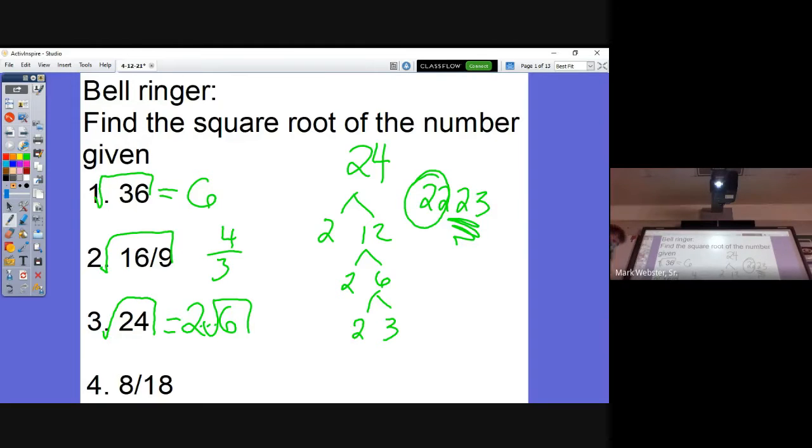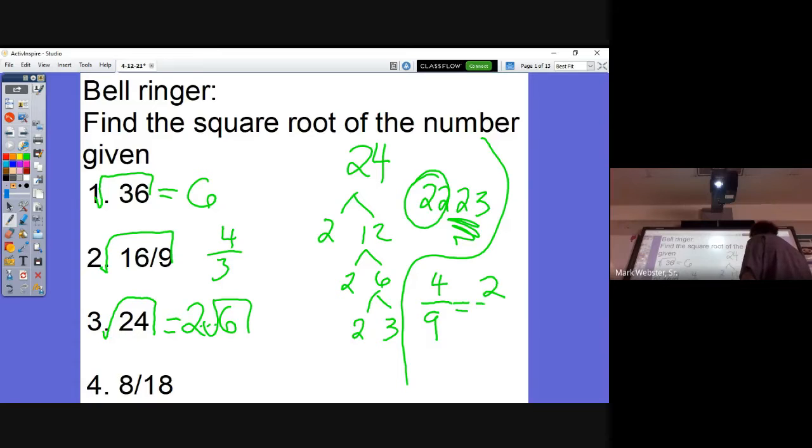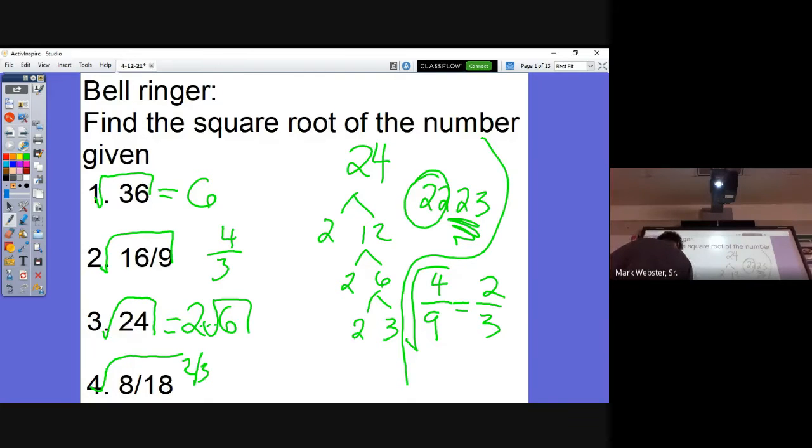Finally, with number 4 down here, whenever you have the opportunity to simplify a fraction, right? 8 over 18 simplifies to 4 over 9, right? So when you square root 4 over 9, you get 2/3. All right? Pretty simple, yeah? Let's move forward.